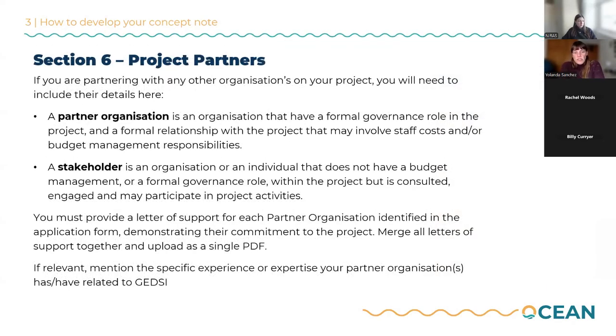So section 6 is also quite easy to understand. It's about the project partners, but also we received some questions to clarify the difference between the partner organization and the stakeholder. So a partner organization is an organization that has a formal governance role in the project. So they are going to be involved in the design and implementation of the project, and that may involve some staff costs or budget management responsibilities.